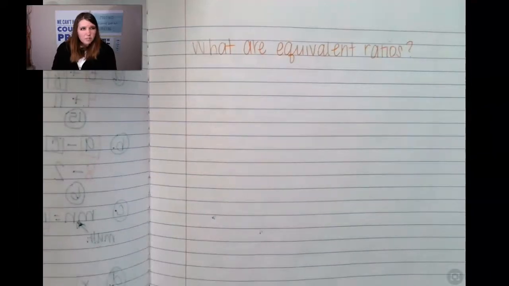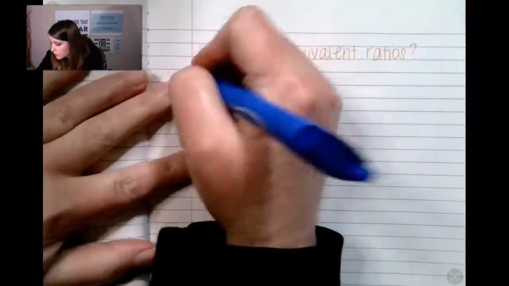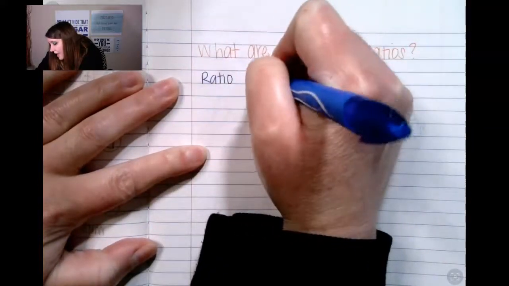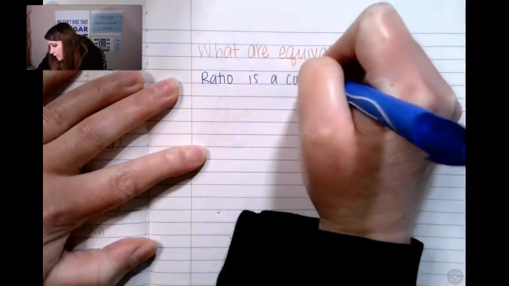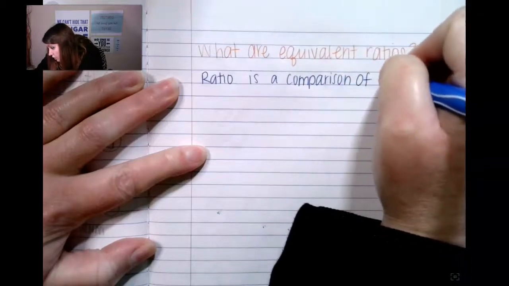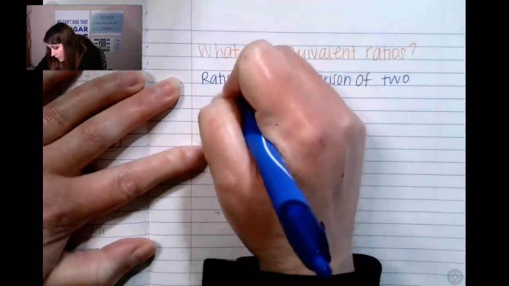So the first thing that we want to do is know what is a ratio. Well, a ratio is a comparison of two quantities, okay? So two amounts. It's comparing two different amounts. So a ratio is a comparison of two quantities.